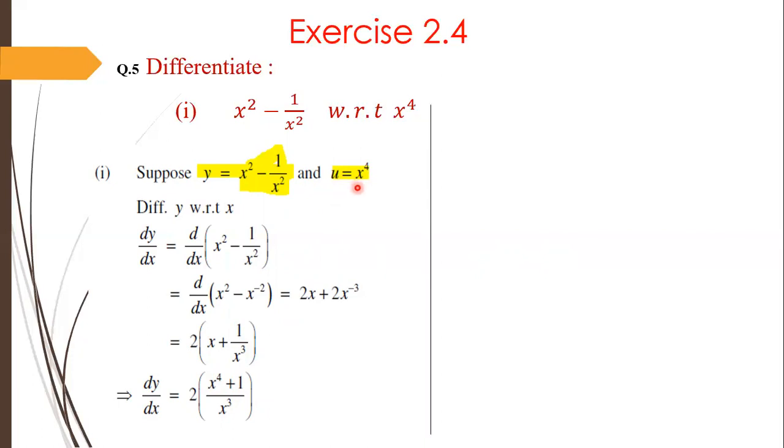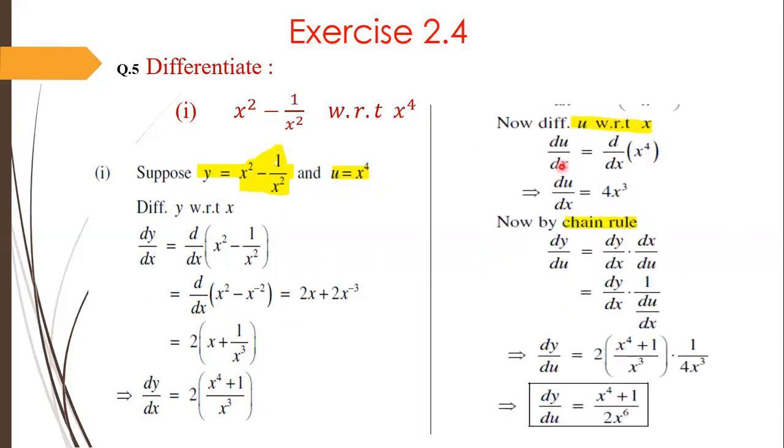Now, the second equation is u is equal to x raised to power 4. Here x is independent and u is dependent variable. So du by dx is equal to d by dx of x raised to power 4, and according to power rule, its derivative is 4x cube. Now, what will be the chain rule for this question?